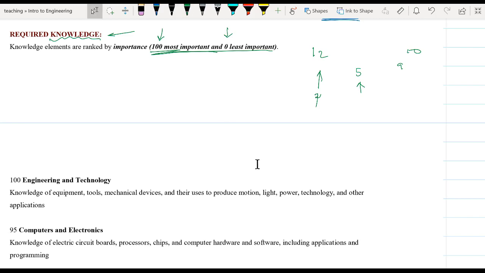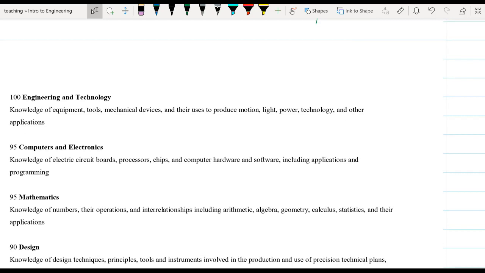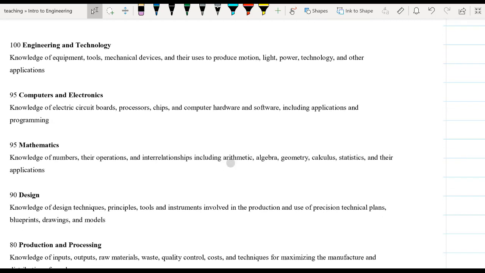So having introduced that, we are saying that the first kind of knowledge that you require as an engineer is that of engineering and technology. And that involves knowledge of equipment, knowledge of tools, how to use engineering tools, knowledge of mechanical devices, how to use them to produce motion, to produce light, to produce power, and to produce products that are considered products of technology and other applications.